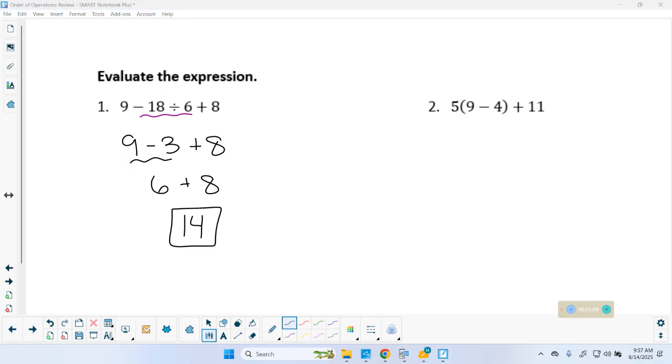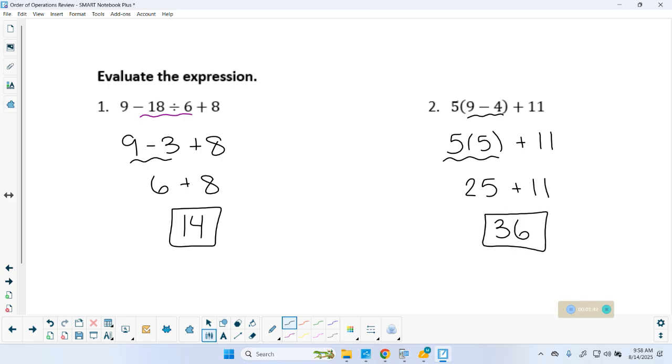Number 2, we have 5 times (9 minus 4) plus 11. So we have a parenthesis, which means we want to do the parenthesis first. We're going to leave the 5 on the outside. 9 minus 4 is 5, plus 11. Now, because we have multiplication and addition, we always have to multiply first. 5 times 5, we know is 25, plus 11. So now we just want to add the two of them together, and we get 36 as our answer.